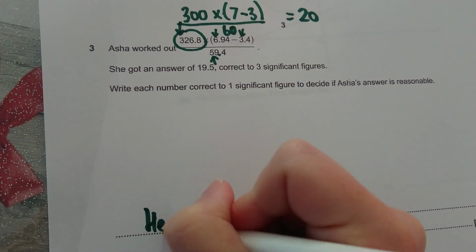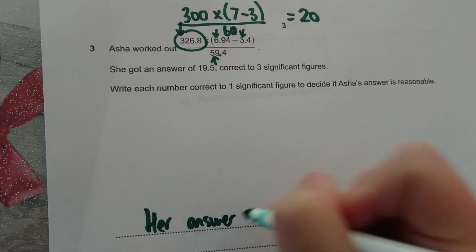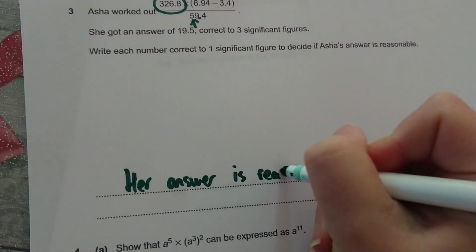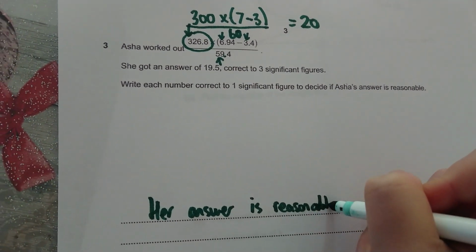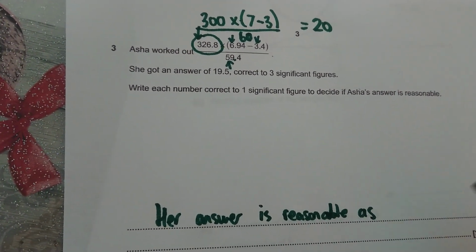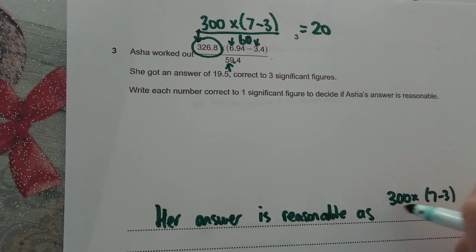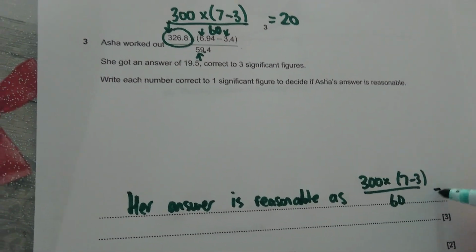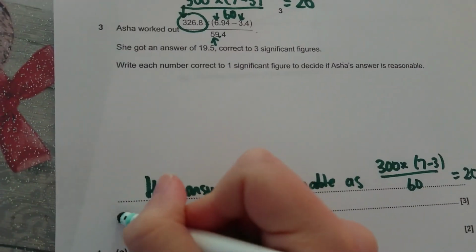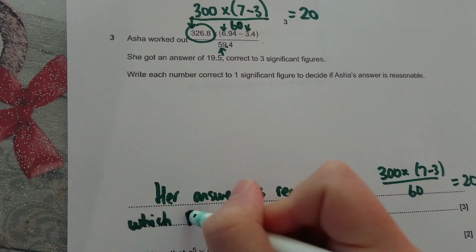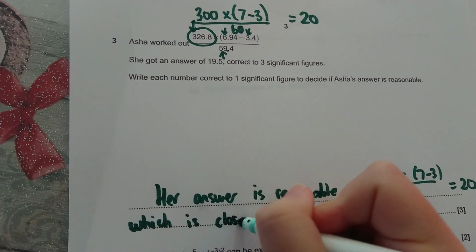So I would put her answer is reasonable. And then I would just write in the calculation again. So 300 times 7 minus 3 over 60. That equals 20. Which is close to 19.5.